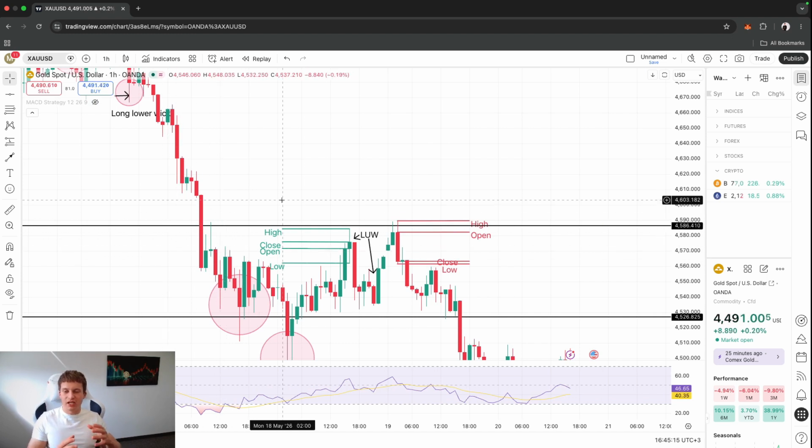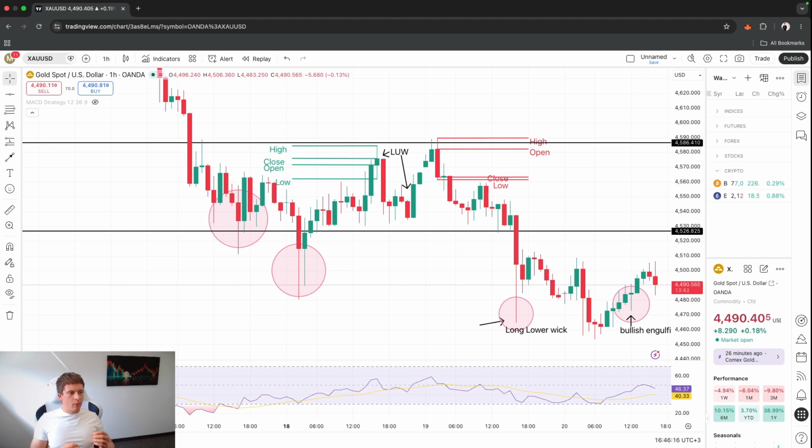If gold suddenly started printing multiple large bullish candles in a row, that would mean buyers are aggressively stepping in. But when the candles become weak and small, that usually signals indecision or slowing momentum. This is very important because it can signal whether the move is healthy or exhausted.